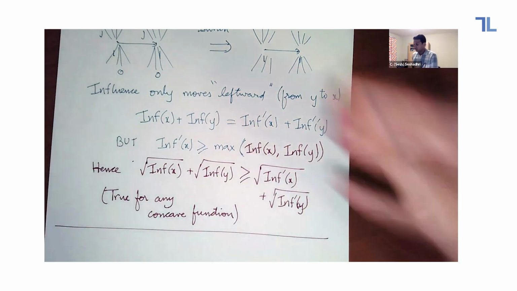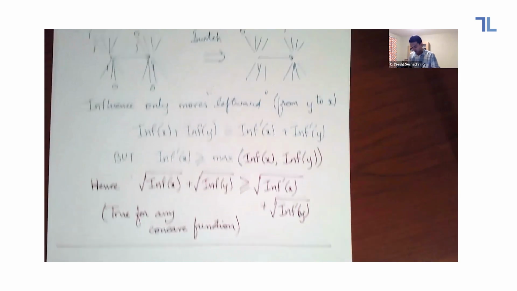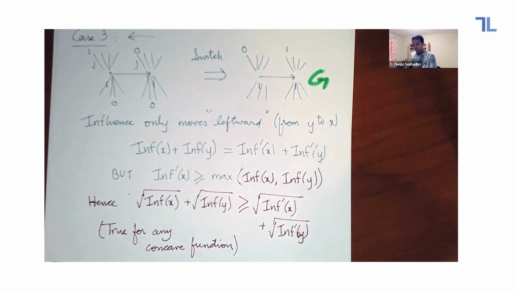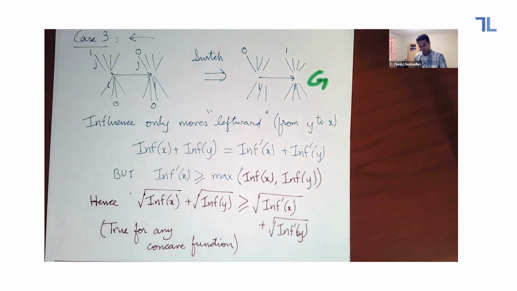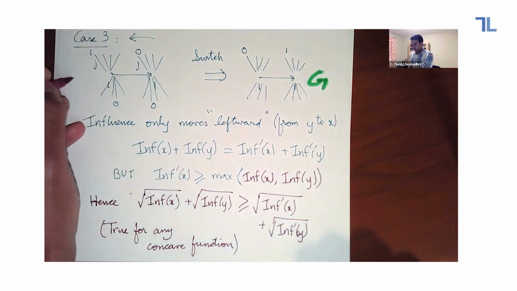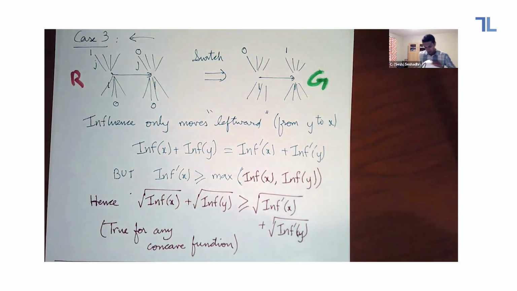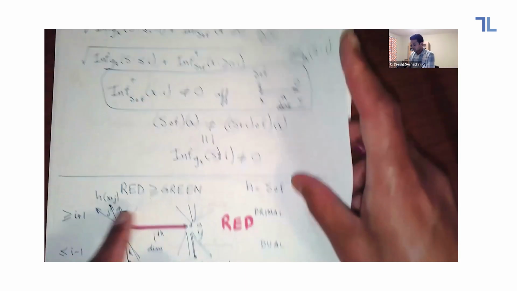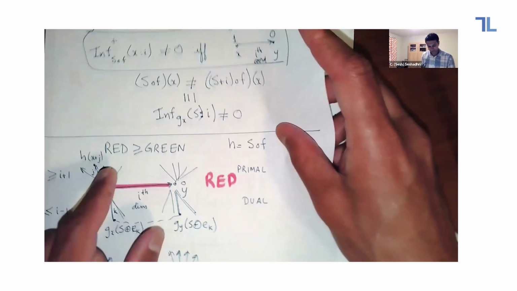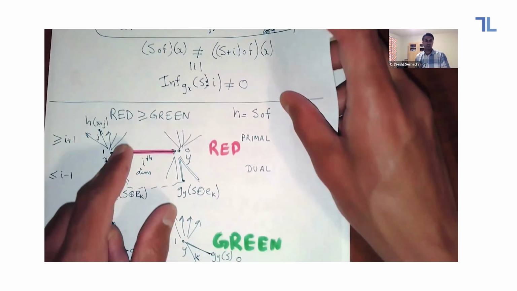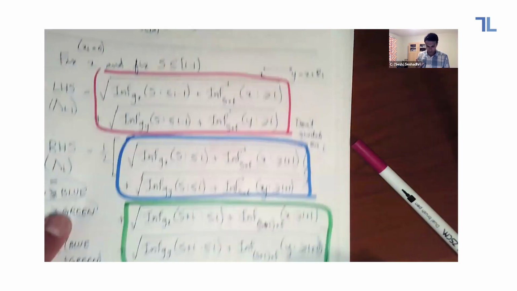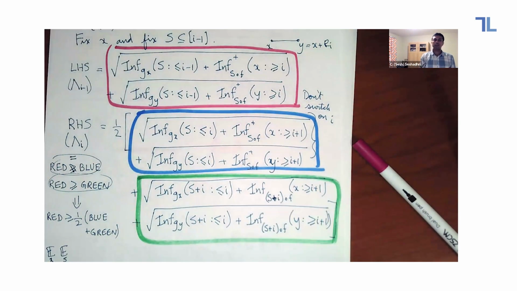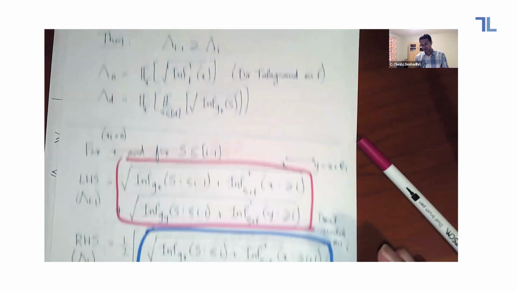And when you trace this back, remember this was the green picture here, and this was the red picture here. When you trace this back, this is exactly where we'll get that the red is greater than or equal to the green, which is this picture here. So we'll get the red is greater than or equal to the green because of the square roots. And then that proves that this potential decreases.